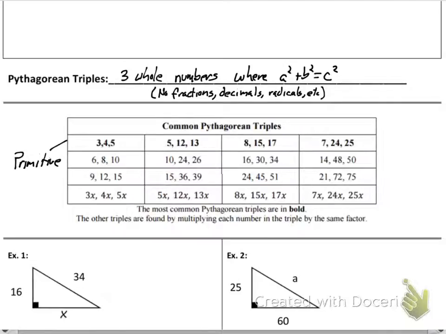Basically, I took a magnifying glass and made it bigger. If I multiply this by 3, I can come up with 9, 12, 15. I can multiply these by any number. That's why we said any triangle of this form. If I do 3 times some number, 4 times that same number, 5 times that same number, it will make a right triangle.